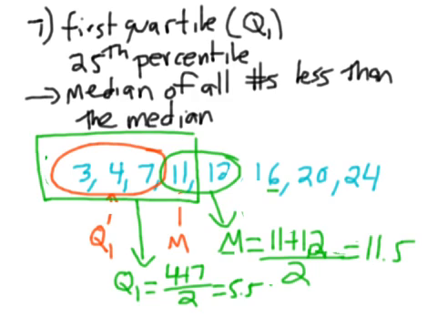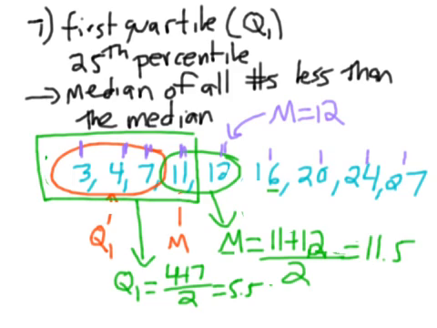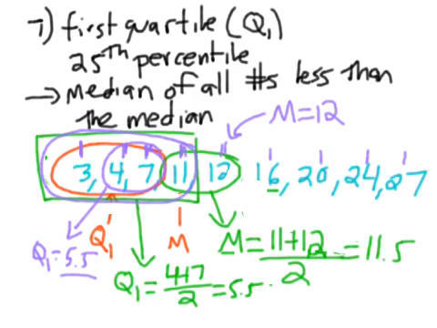To illustrate that, let me do one more thing. Let's add one more number, 27. Now, how many numbers are there? 1, 2, 3, 4, 5, 6, 7, 8, 9. 9 is an odd number, so there is an exact median. It's got to be the 5th number. 12 is the median. Now, what are the numbers less than the median? They're these numbers. How many of those are there? There's 4. So the median of those numbers is the average of these two. So now Q1 is 5.5 again. So if I ask you to figure out medians and Q1s, it matters whether the even or odd stuff makes a difference.